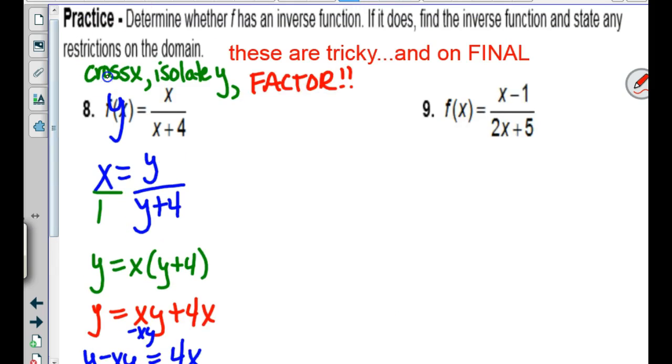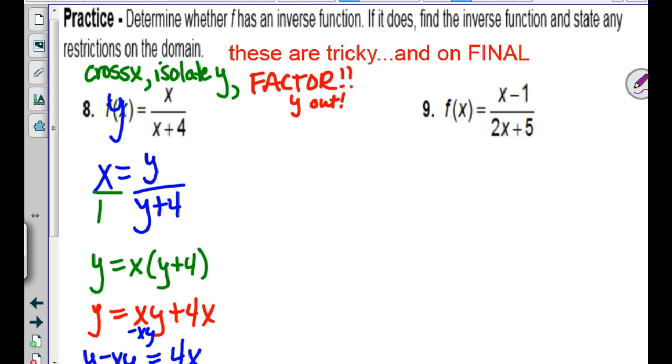So you're going to cross multiply. First, you're going to switch the x and the y. You cross multiply, isolate y on one side, and factor the y out. This is what you're doing when you have an x in 2 places. So number 9, does this have an x in 2 places?